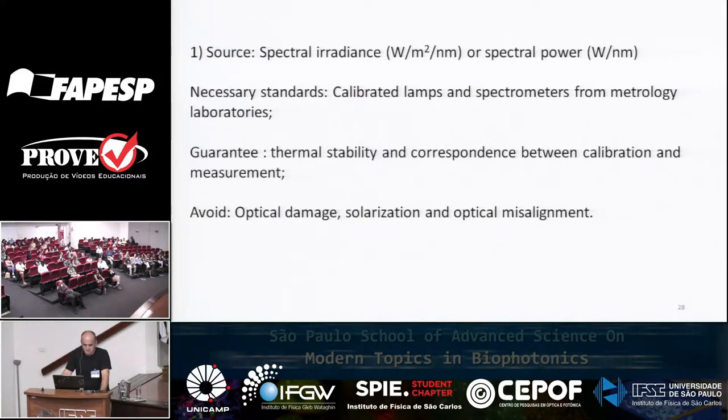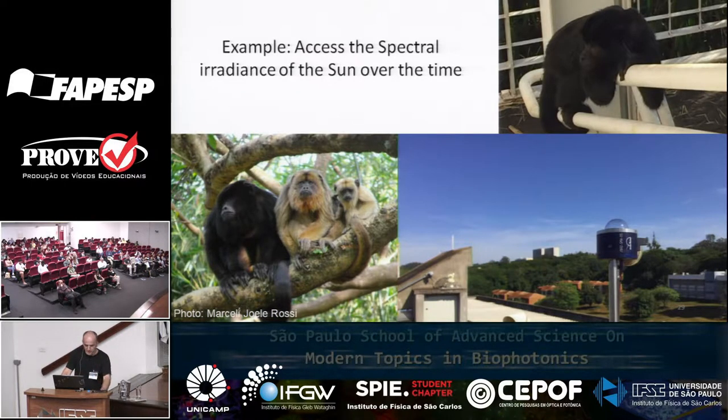For the source, maybe it is easy, but you must have calibrated lamps and calibrated spectrometers. You must guarantee some stability, some thermal stability, and some correspondence between the calibration process and the experiment. There is no meaning to calibrate in your laboratory under some conditions, and then measure outside in the sun, burning your spectrometer at 45 to 60 degrees. And after you calibrate your system, you must avoid a lot of things, like optical damage or optical misalignment.